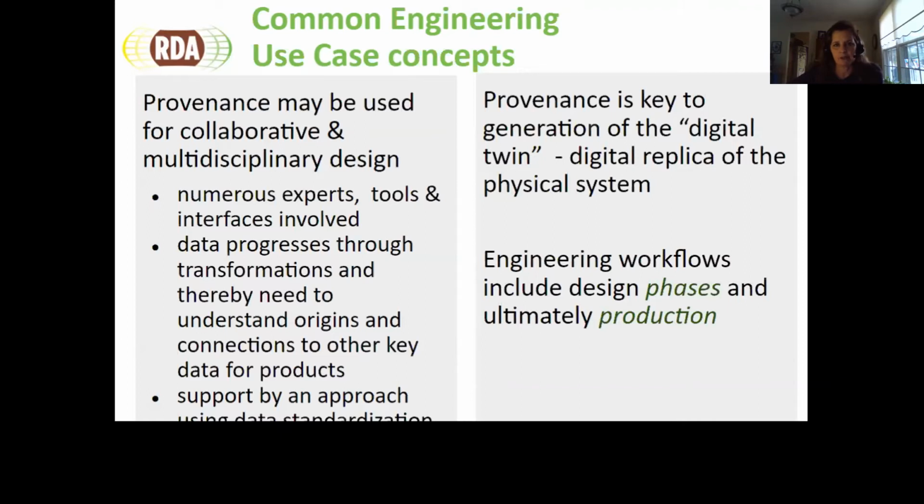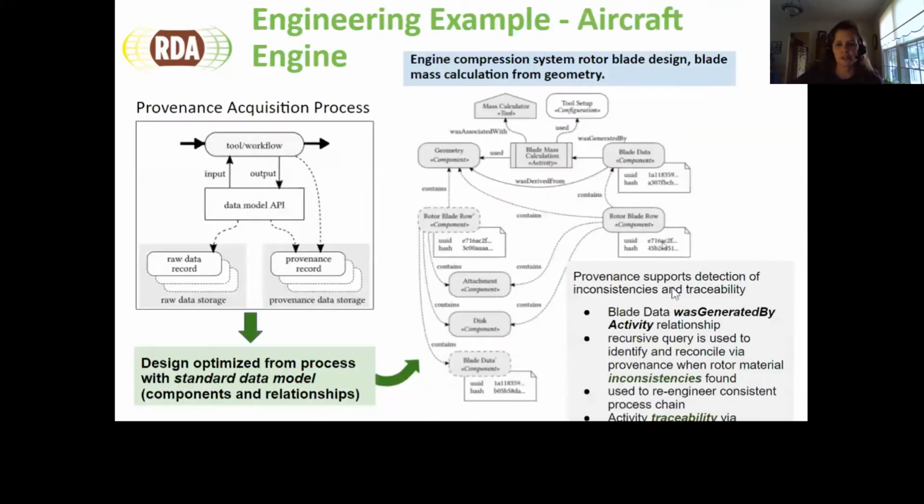There's a couple key points here for our engineering use case concepts, but I'm just going to show this as a wrap up. This is a use case developed by a German aero engineering facility, where they take the basic provenance model and develop a standard data model. When they're performing their workflows, this data model allows them, through APIs, to store both the data and the provenance record. And it's a very nice and elegant way in which they're applying provenance, and it's for how they're going to build aircraft engines.